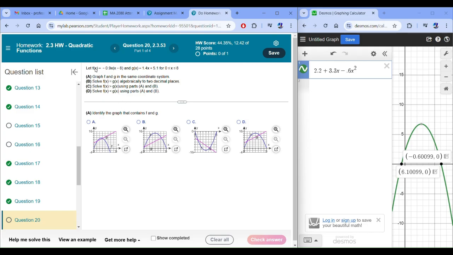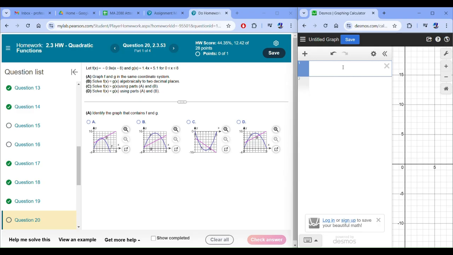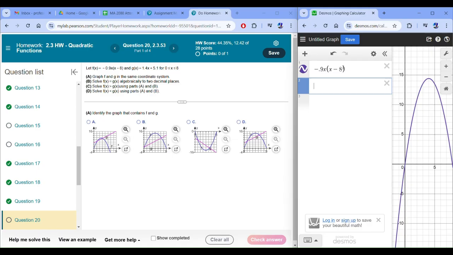Okay. Now here we let f of x equal that function, g of x equals that function, graph f and g on the same interval. Okay. Negative 0.9x, parentheses, x minus 8, and then g of x, which is going to be 1.4x plus 5.1. So now that I have those two graphs right there, what does this look like? Well, it goes up to 15. So I'm thinking maybe this one.